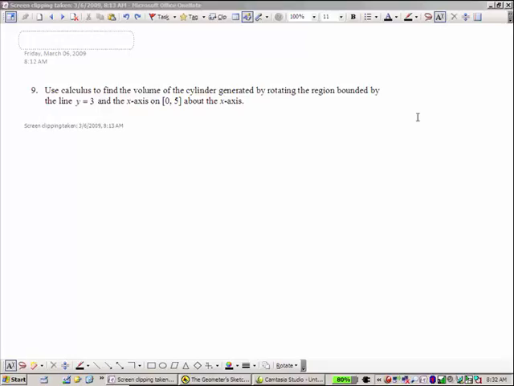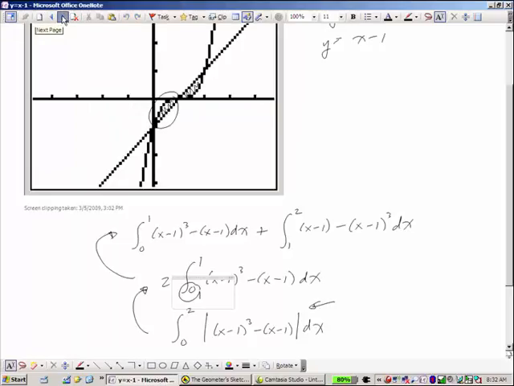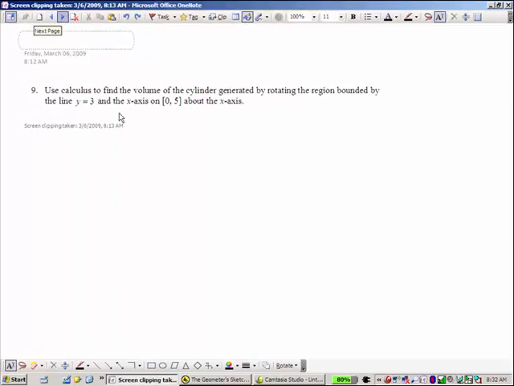So, let's see. There we go. All right. So, we want to find the volume of the cylinder. Just out of curiosity, from geometry, the volume is pi r squared h. Perfect.